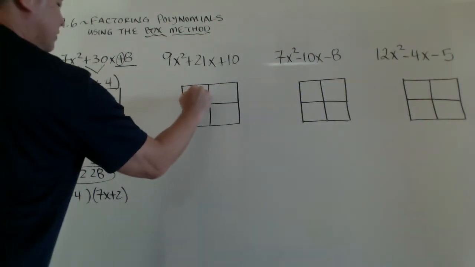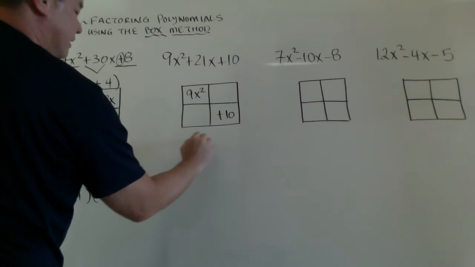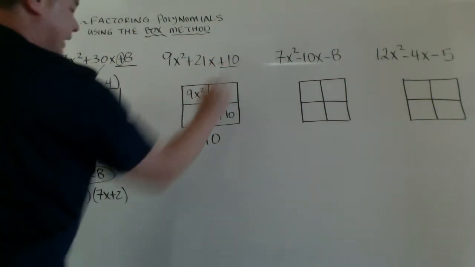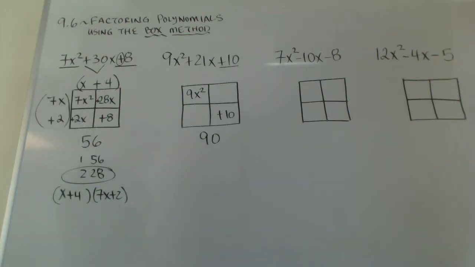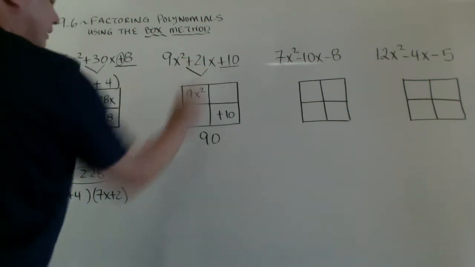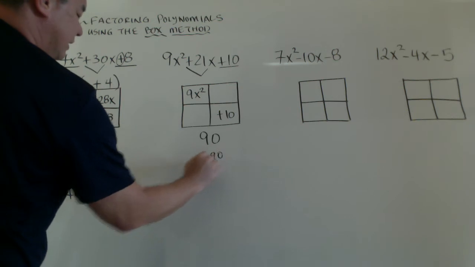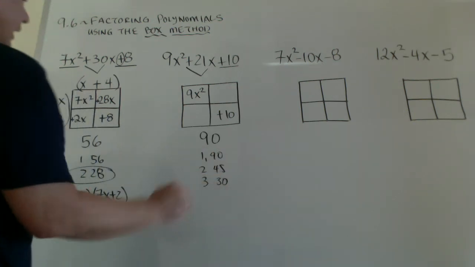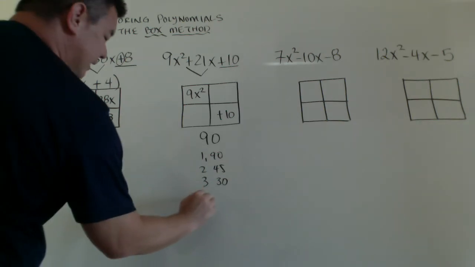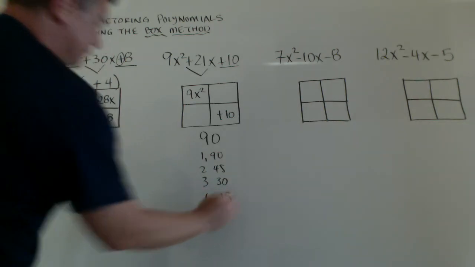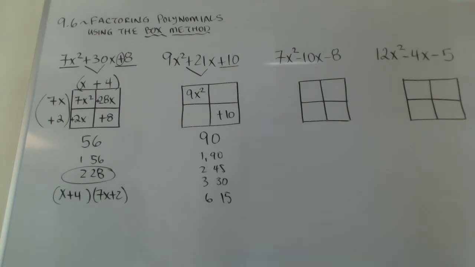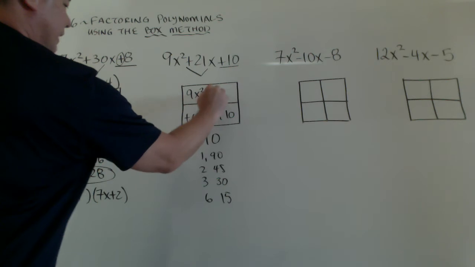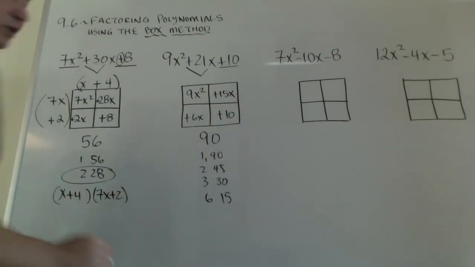Here's another one. Again, 9x squared goes here, positive 10 goes here, and I multiply them to get 90. Because this is a plus 10, I need to find the factors of 90 that add up to 21. I can go 1 and 90, 2 and 45, 3 and 30, and keep going, and I know it's going to be 6 and 15. That adds up to 21, so I'm going to put a plus 6x here and a plus 15x here.